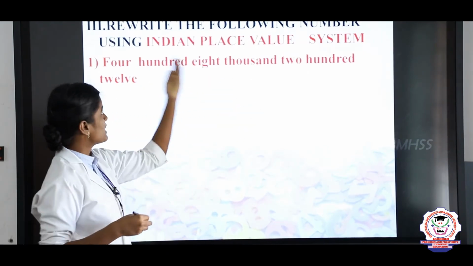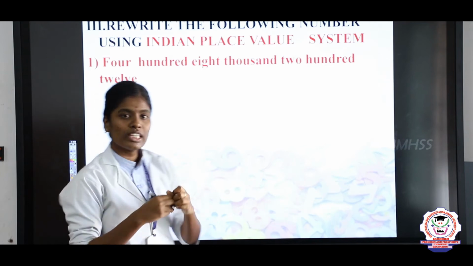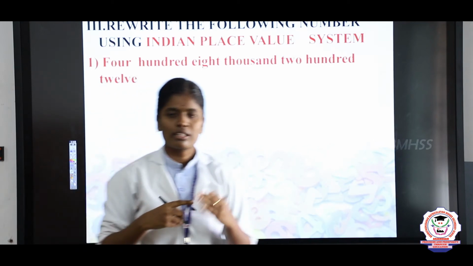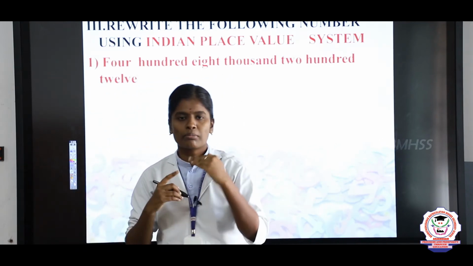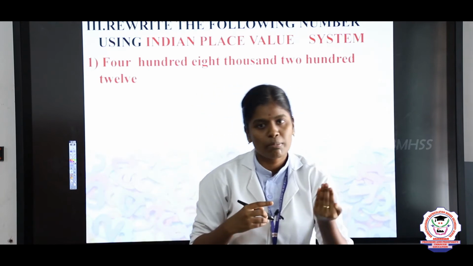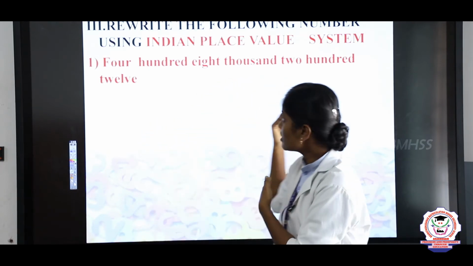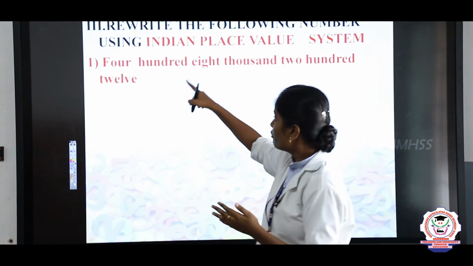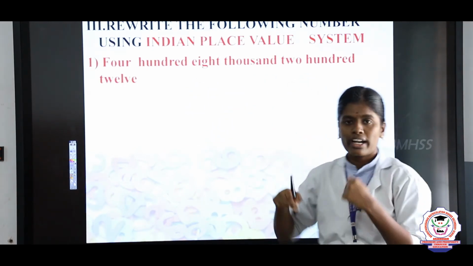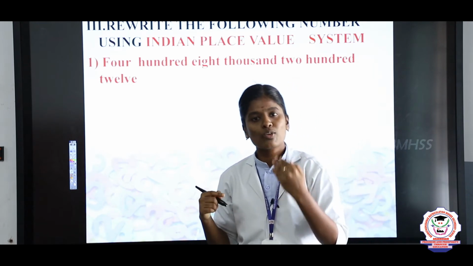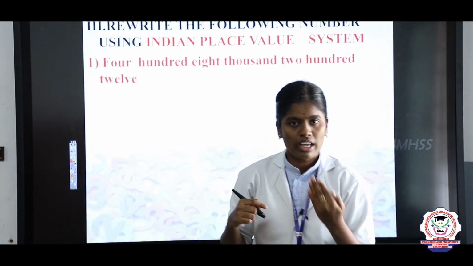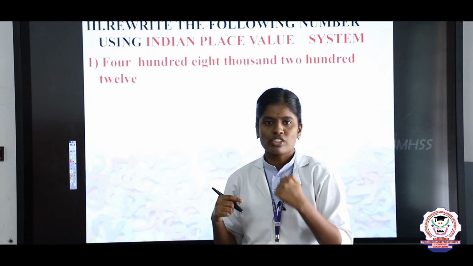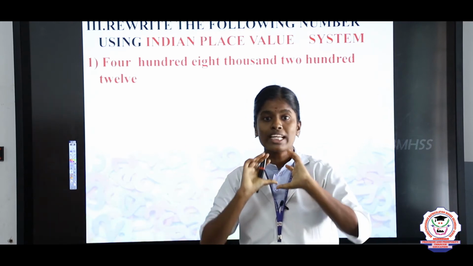Our next topic is rewrite the following numbers using the Indian place value system. Our previous topic was using the international place value system. Now this topic is using the Indian place value system. So listen to the question: 408,212. Okay, this is the international place value system. Now we are going to use the Indian place value system.